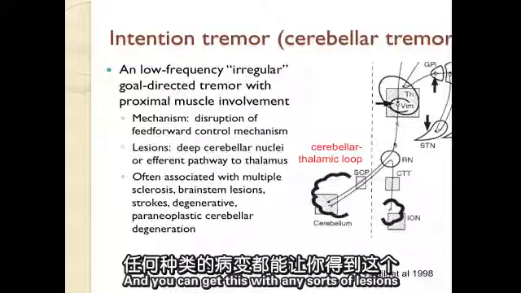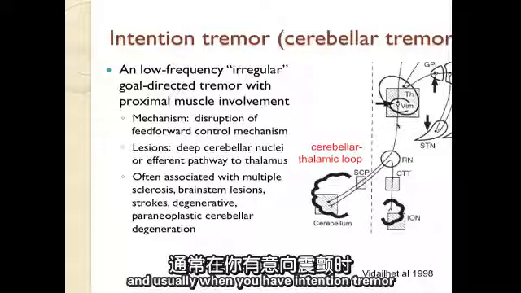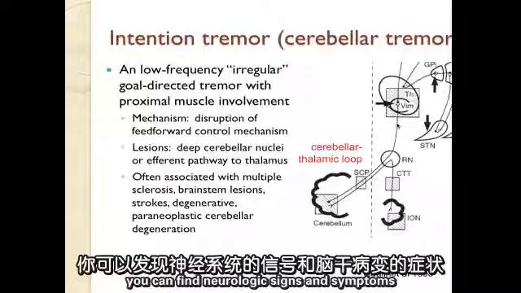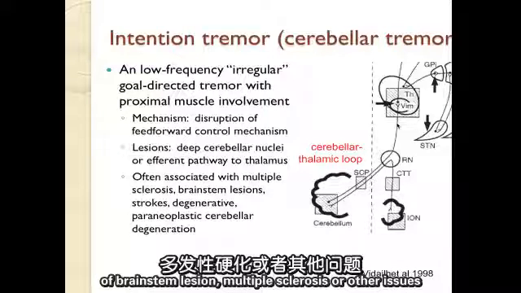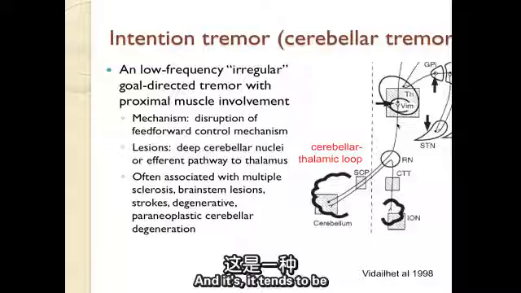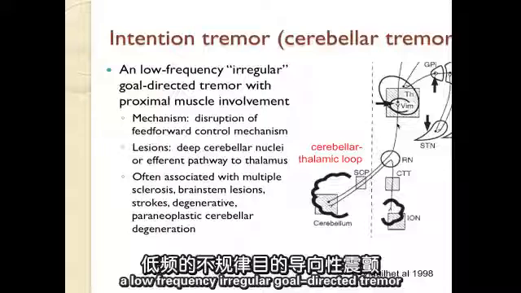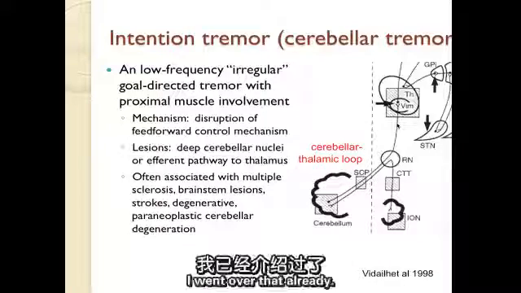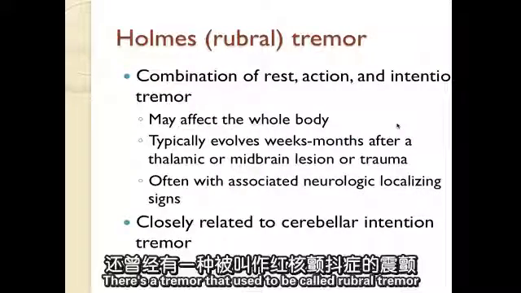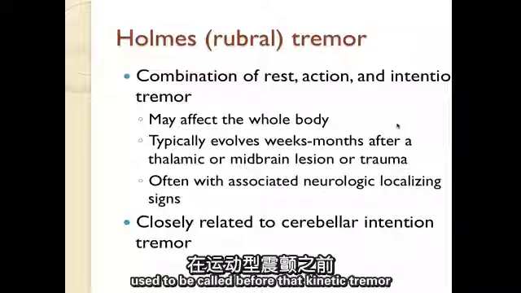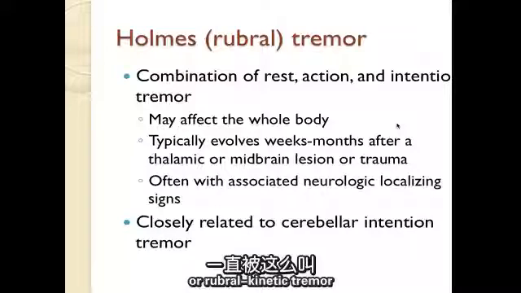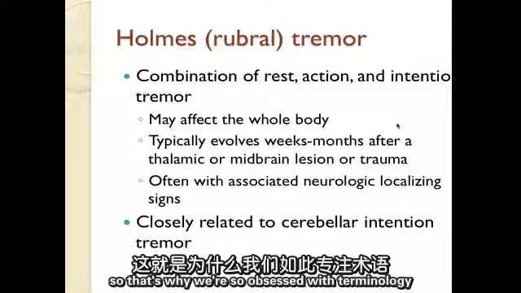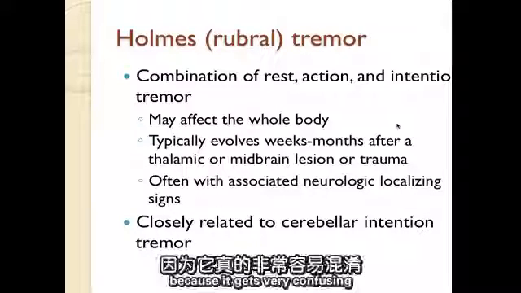And you can get this with any sorts of lesions, and usually when you have intention tremor, you can find neurologic signs and symptoms of brainstem lesions, multiple sclerosis, or other issues. And it tends to be a low-frequency, irregular, goal-directed tremor. Went over that already. There's a tremor that used to be called rubral tremor. Before that, it was called kinetic tremor or rubral kinetic tremor. So that's why we're so obsessed with terminology, because it gets very confusing.